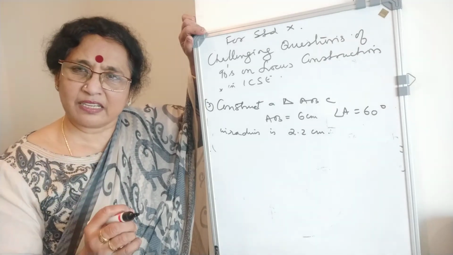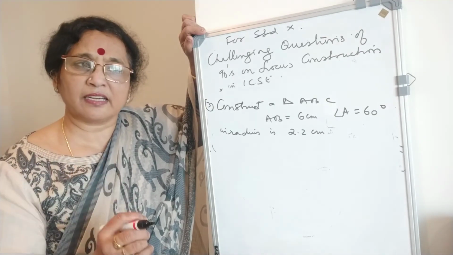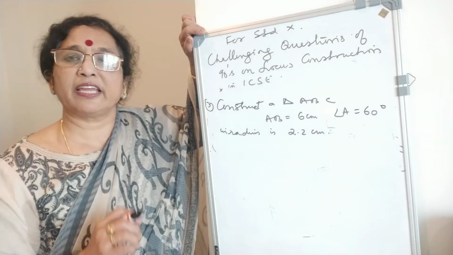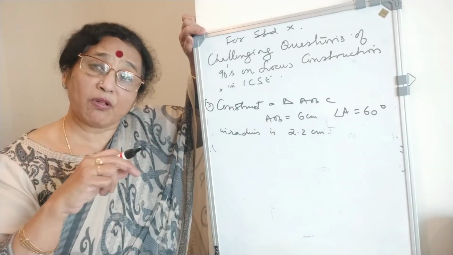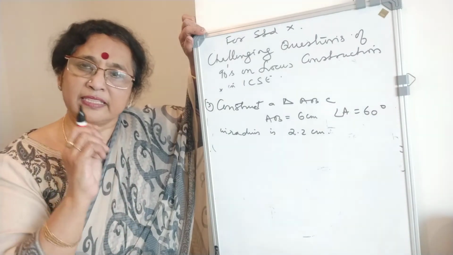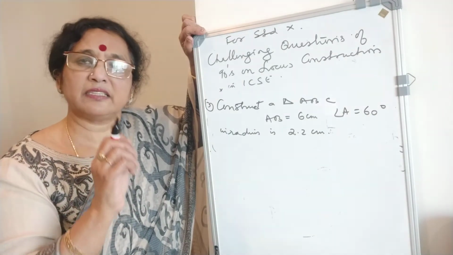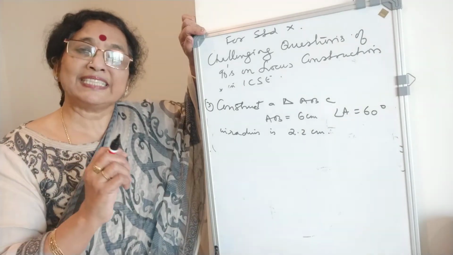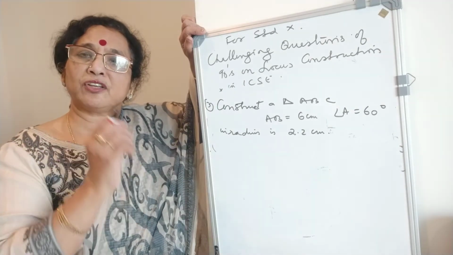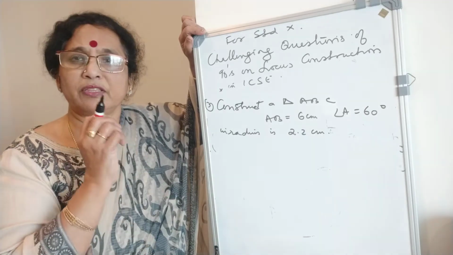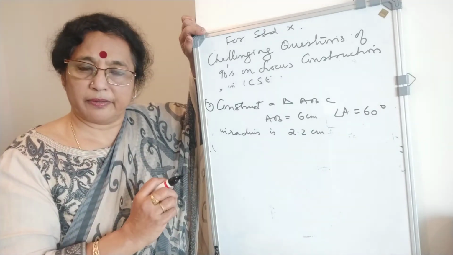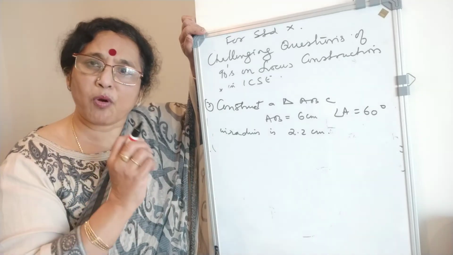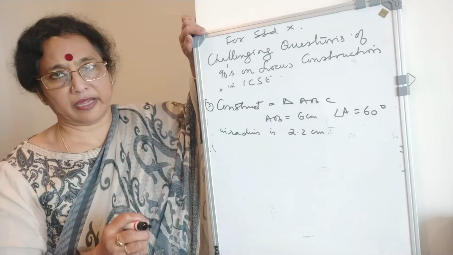What is an incircle? An incircle is a circle touching inside the triangle, touching all three sides, and its center, which is called the incenter, is equidistant from all three sides of a triangle. So what is the incenter? It is the point of intersection of the angular bisectors of the three angles of a triangle. The incenter is always equidistant from all three sides of the triangle.